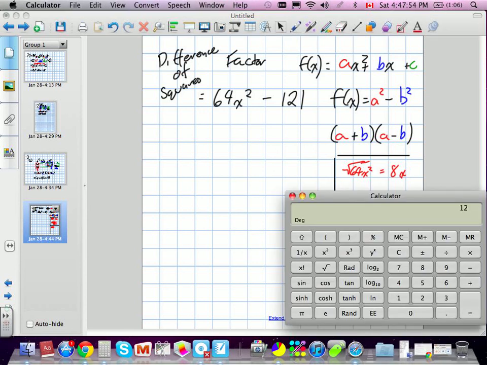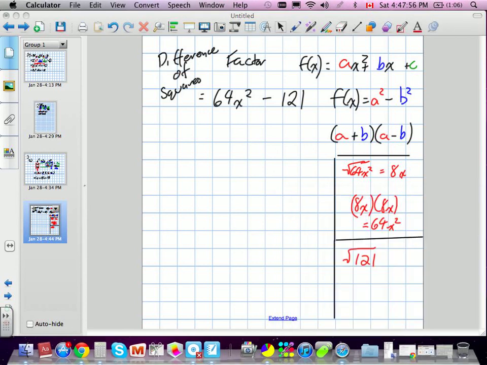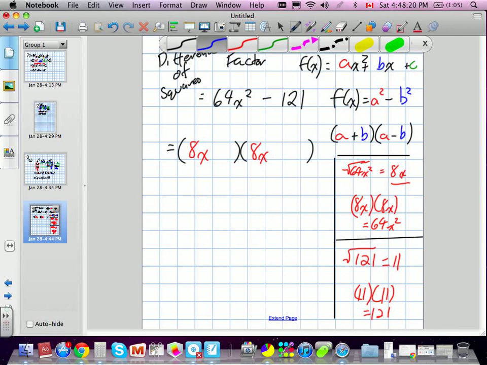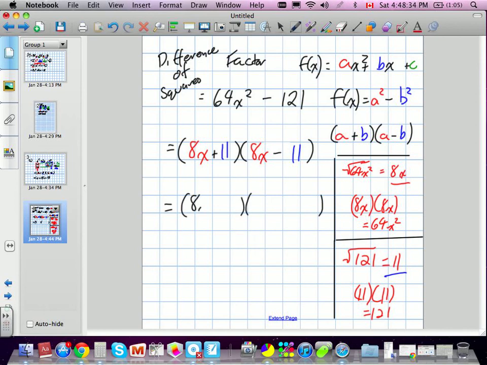So now I can put these into two brackets. The first term I'll put into the brackets is my 8x. The second term I'll put in, we'll do it in blue, is my 11. And what operations do I need to put in? So essentially your answer, without any colors, is the exact same as above: 8x plus 11, 8x minus 11. And that's it. That's it factored. Okay? It's actually a very easy one to do once you get the process, but you have to be able to recognize it's a difference of squares, and that's the hard part.